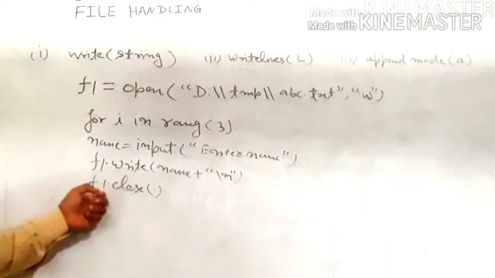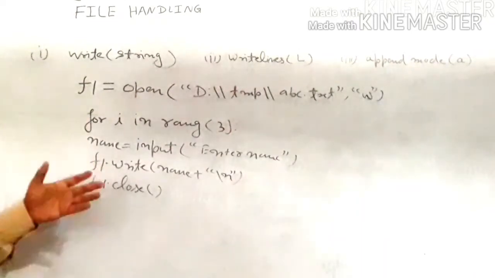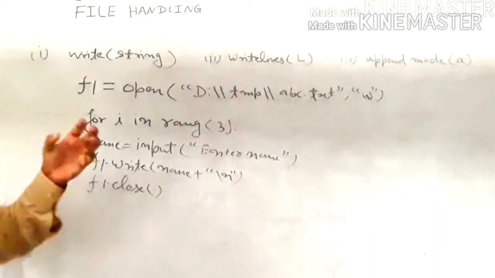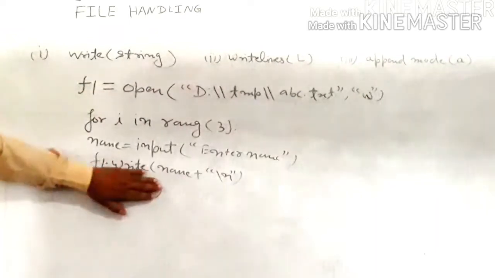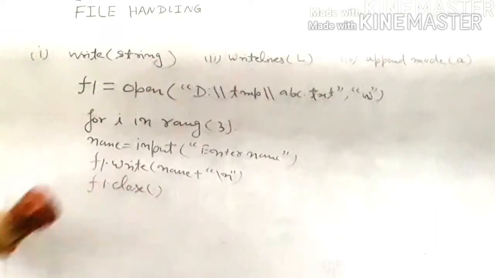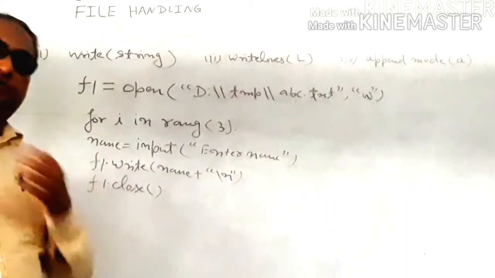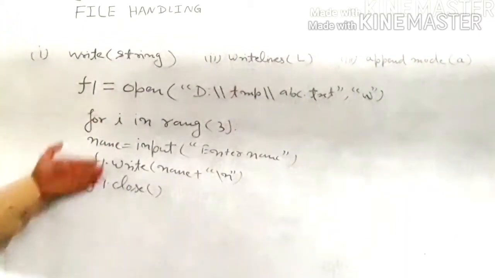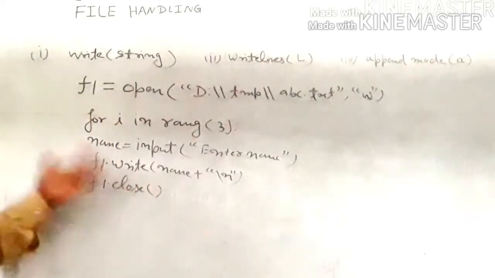If you don't use f1.close, then what happens? Your information is first written in the buffer. So at that time, if the power supply goes, and you did not use f1.close, the data in the buffer will be lost. So when you write the code, you should first write f1.close. That is the first thing.